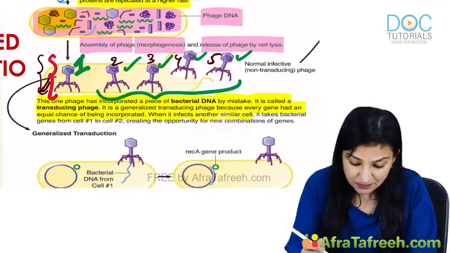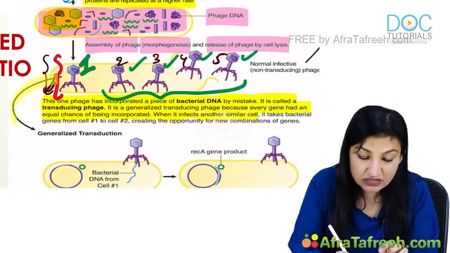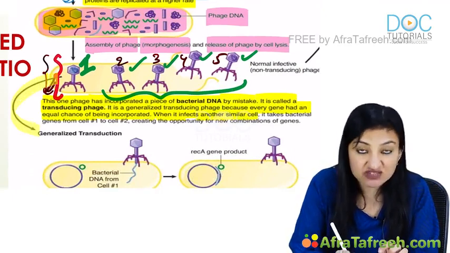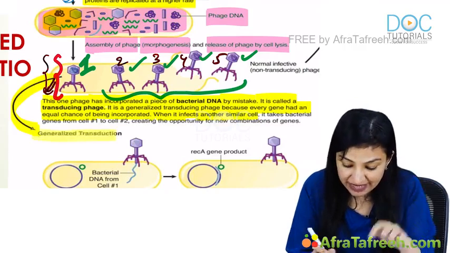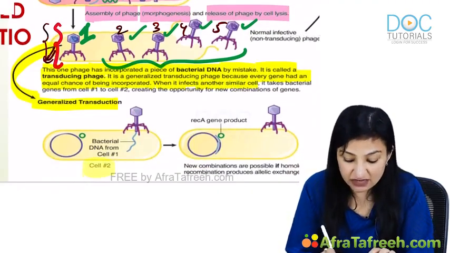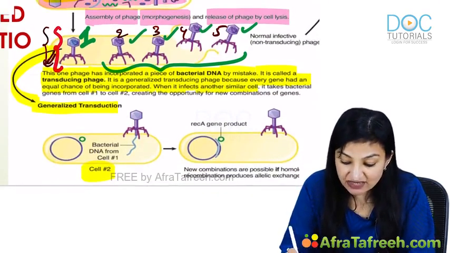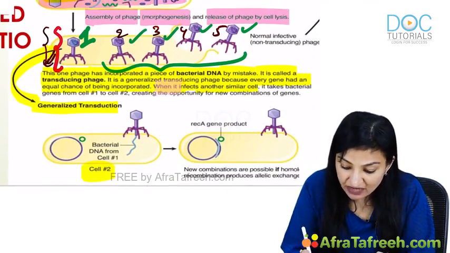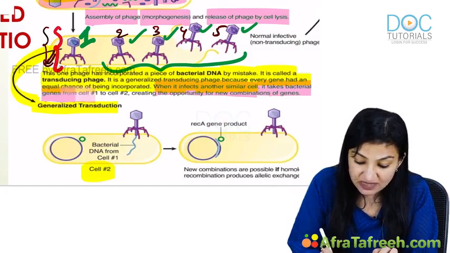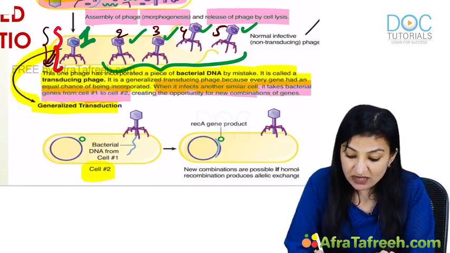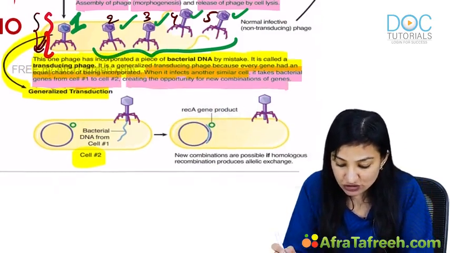Now let us see over here. Let me highlight this in yellow color. Now when this phage, which is having the bacterial DNA fragment, is attacking another bacterial cell, cell number 2, when it infects another similar cell, it takes bacterial genes from cell 1 to cell 2, creating the opportunity for new combinations to occur.